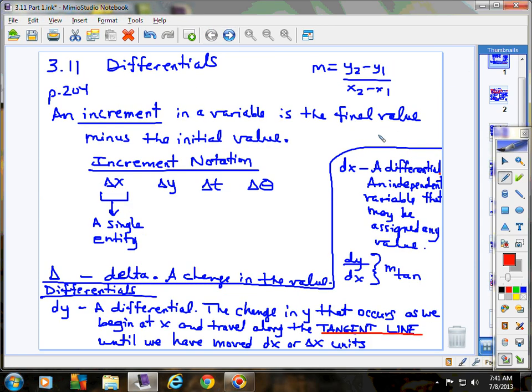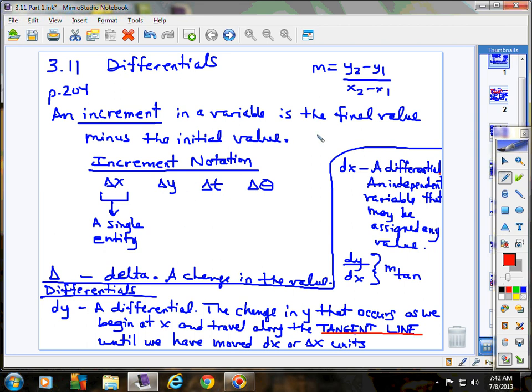Okay, let's review what we've done so far in 3.11. 3.11 is differentials. Remember, this is the last section. It'll be on the upcoming test. Before we go today, we'll vote on when you want to do the test, whether you want to do it Wednesday of this week or wait until Monday of next week to take it.